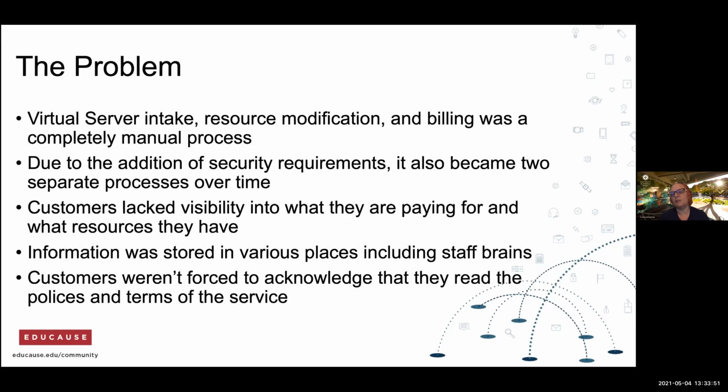One of the newest things that we've had are different SLAs and MOAs. And in the traditional process, customers were not forced to acknowledge that they read the policies and terms of service, which we were able to change by leveraging Sharewell for our billing solution.